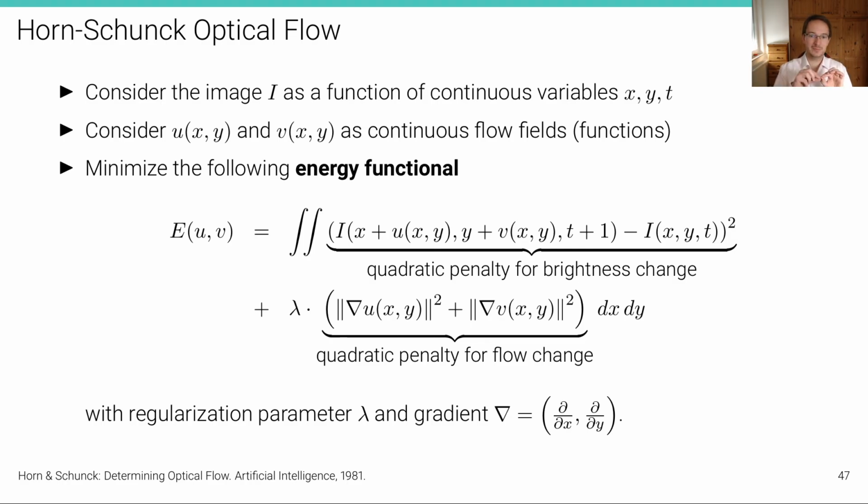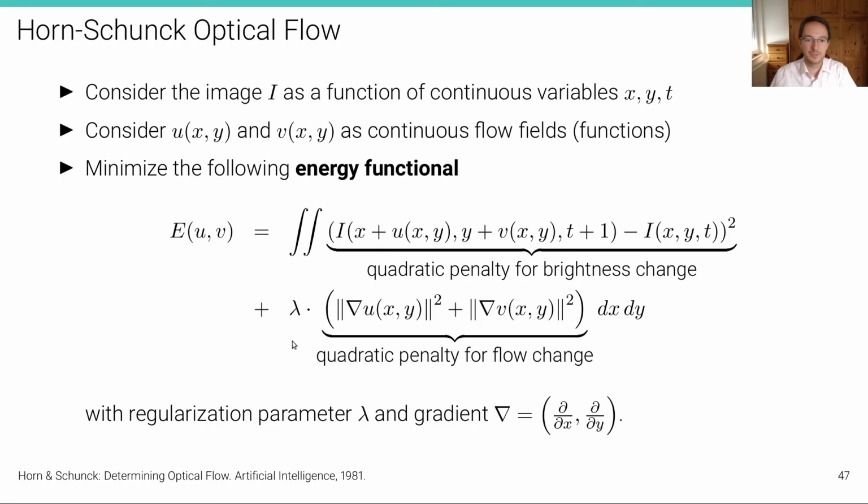If we move that pixel by u and v to the next time step t+1, then we want the intensity to be the same. The appearance should be the same, right? Optical flow is about the apparent motion. So if the optical flow is correct, then we want the appearance to stay the same. We have a quadratic penalty for the brightness change.